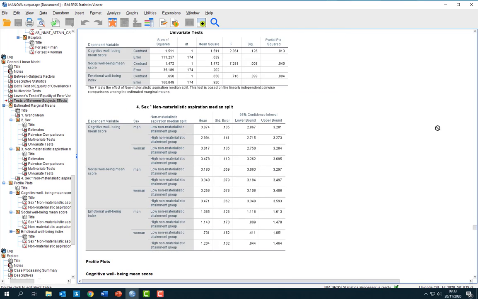And then finally we have the split down by both of our independent variables. So we can see that males in the low non-materialistic attainment group are scoring higher, interestingly, than males in the high non-materialistic attainment group, and so on. But again, you have to be careful because none of these reach statistical significance, but you would report the patterns of results in a big table.